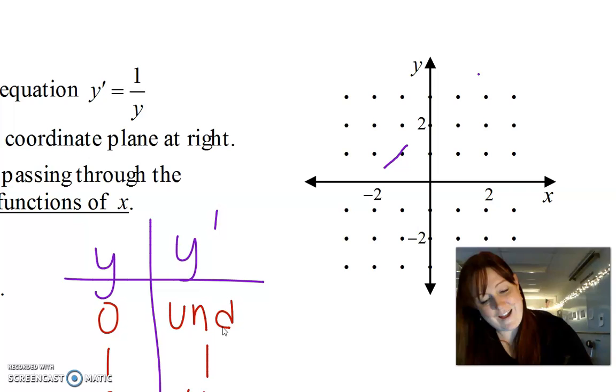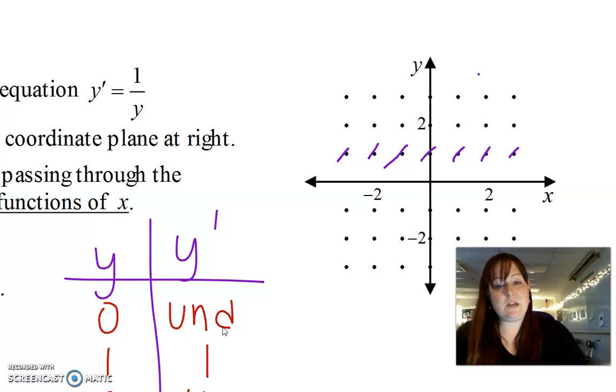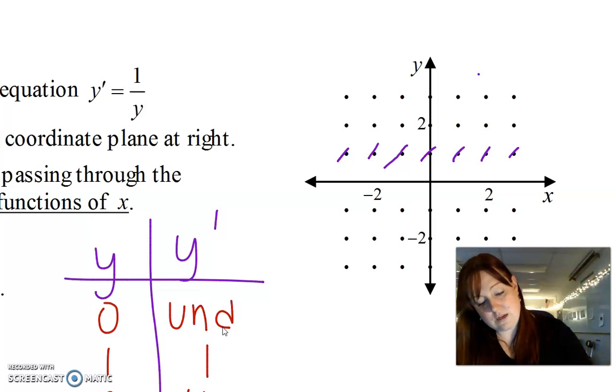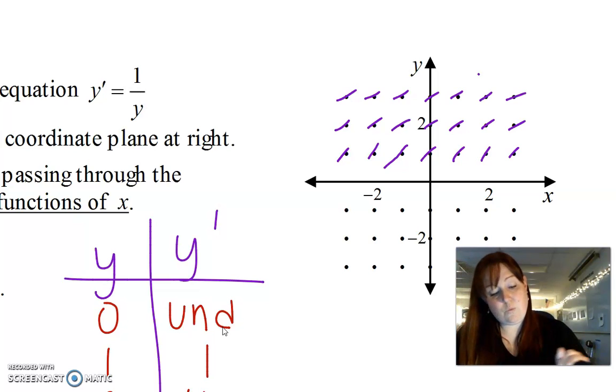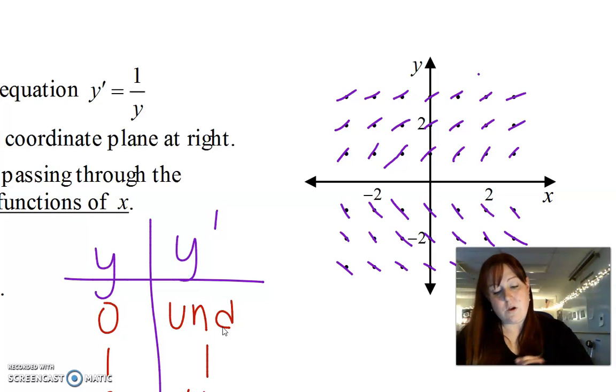Okay, so everywhere that y is equal to 1, we're going to have a slope of 1. Even where x equals 0, right? Because x doesn't matter. All right, when y equals 2, y prime equals 1/2, so it's going to be a little bit shallower here. And then when y equals 3, y prime is equal to 1/3, so it's even more shallow. Okay, then when y equals negative 1, we have a slope of negative 1, so it's going to be like that. And then negative 1/2. And then negative 1/3. Okay, there's our slope field.